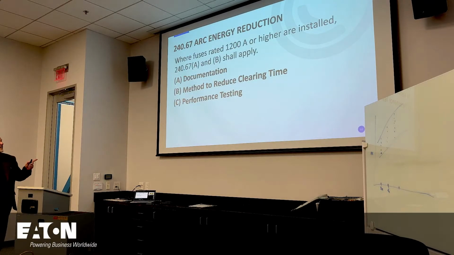All right, 240.67, where fuses rated 1200 amps or higher are installed, A and B shall apply. You have documentation, you have a method, and you have performance testing. 240.87 is the same way. You've got your documentation, you have the methods you can use, and you have your performance testing.